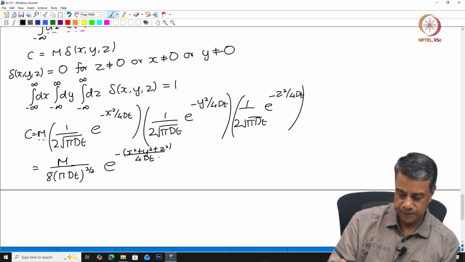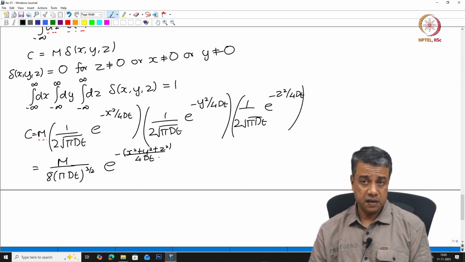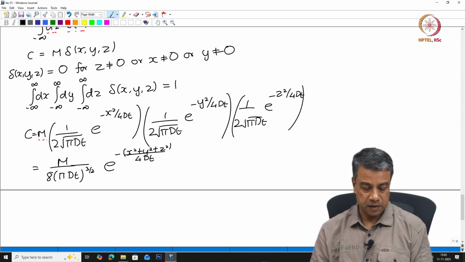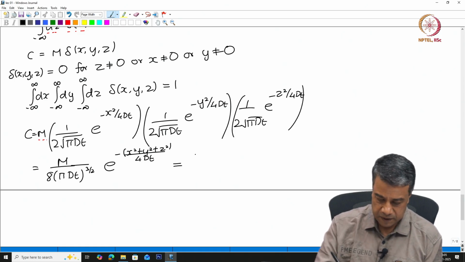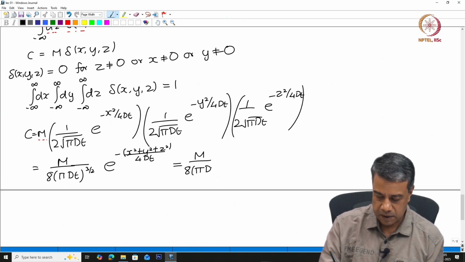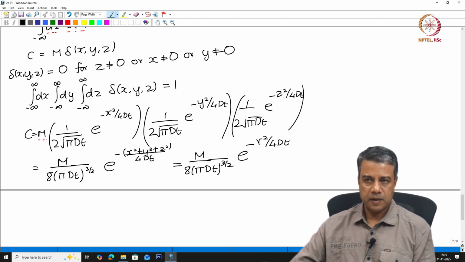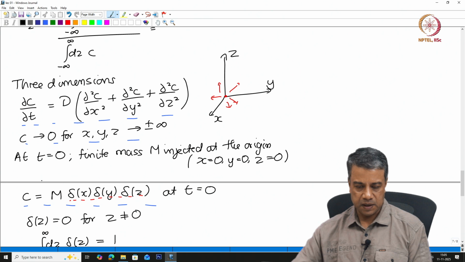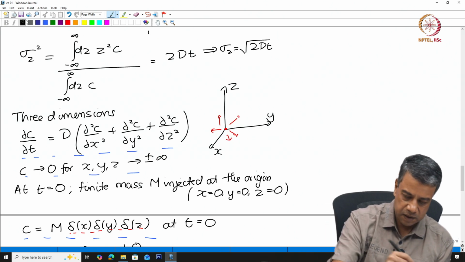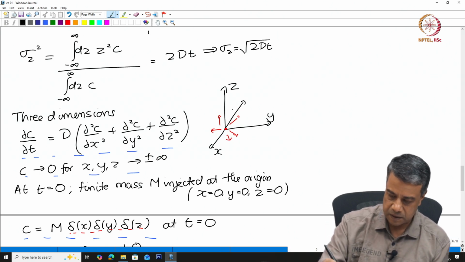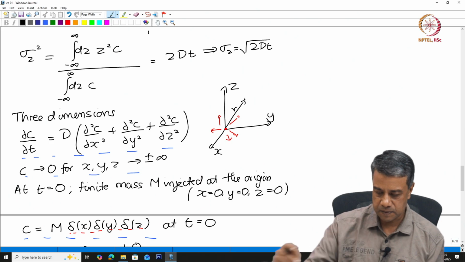Dt. Okay. That is a 3-dimensional Gaussian function. Okay. Alternatively, I can also write this as M by 8 into pi Dt whole power 3 halves, okay, e power minus r square by 4 Dt. x square plus y square plus z square is equal to r square, where r is the distance from the origin, okay, where r is the distance from the origin.